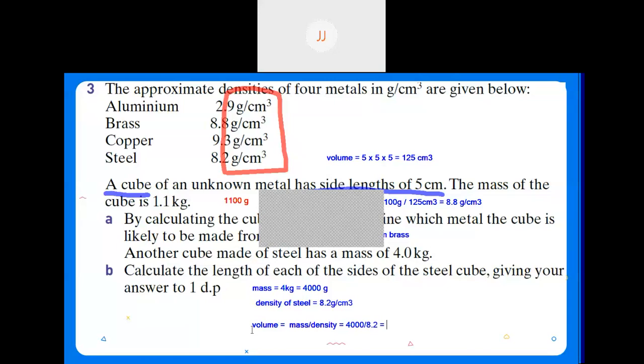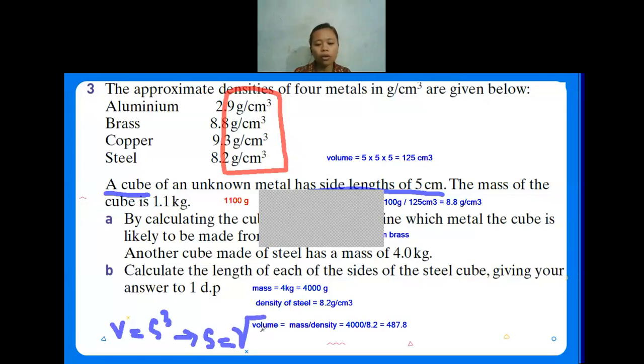Hello, are you still there? Okay, let me just answer it. 487.8. As you know, the volume of a cube is the side to the power of 3. So if you are going to find the sides, you just need to cube root the volume. So you find the cube root of 487.8. The answer will be about 7 something, I think. How many will it be? Anyone already find it maybe?